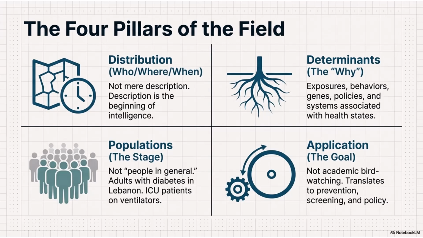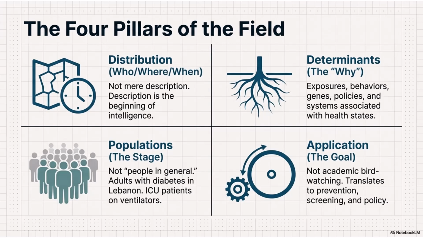Number 1, distribution. Distribution means who gets the disease, where does it happen, when does it happen, that is, person, place, and time. If lung cancer is more common in one group than another, that matters. If cholera clusters around one water source, that matters. If influenza spikes seasonally, that matters. And if maternal mortality is higher in one hospital than another, that also matters.